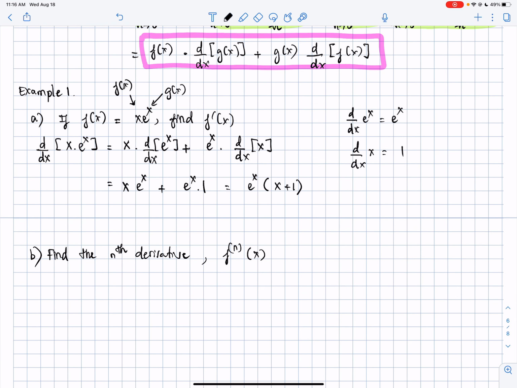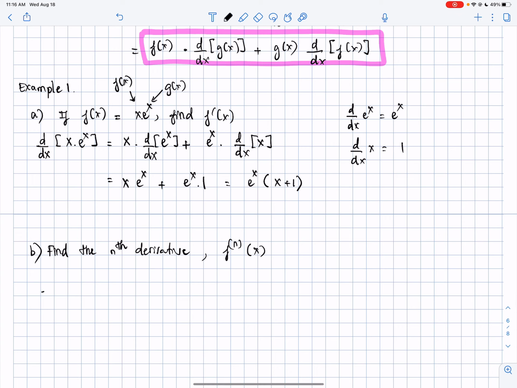Now the problem in part B wants us to find the nth derivative. So we continue to find the second derivative. Let's write it down. F prime of x is x plus 1 times e to the x.